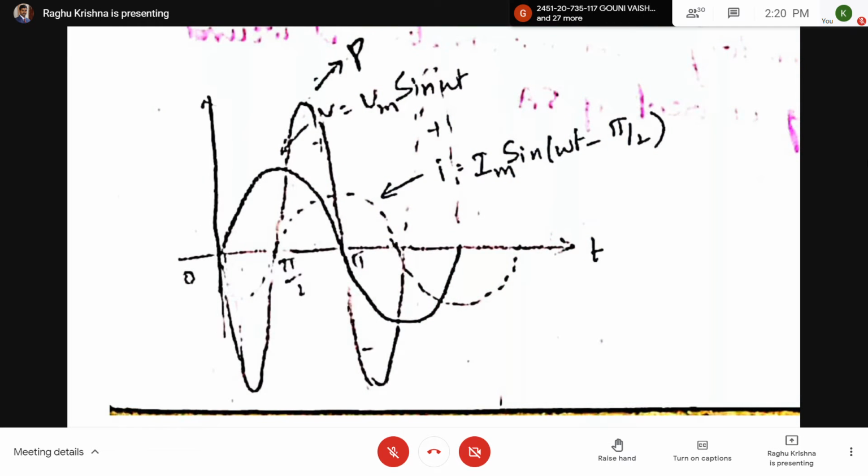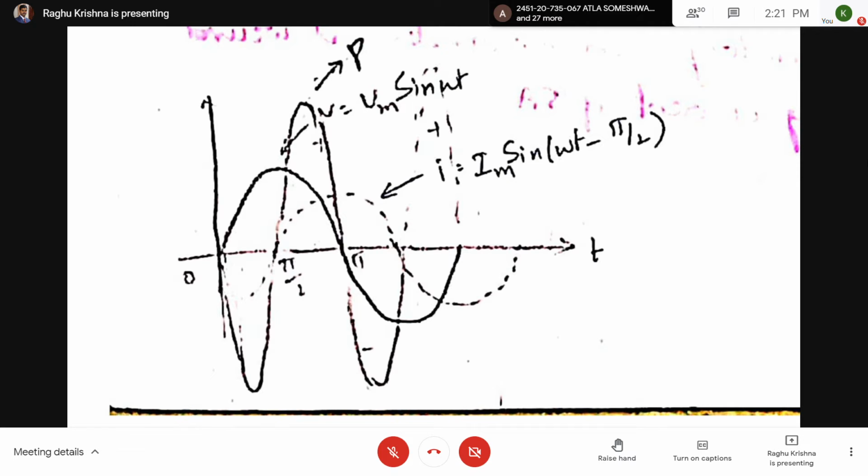So it is below the voltage wave. So before pi by 2 it is negative. After pi by 2 it will be positive. Now here you can see, if you want the power waveform, you have to multiply the voltage waveform and the current waveform. If you take the values, then you are going to get the power waveform.